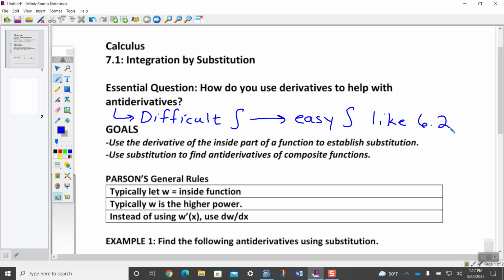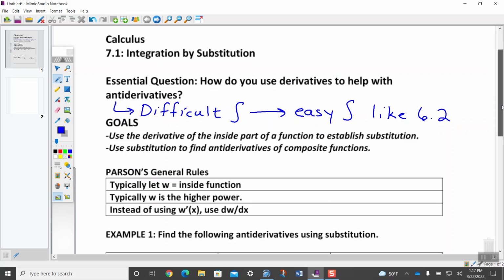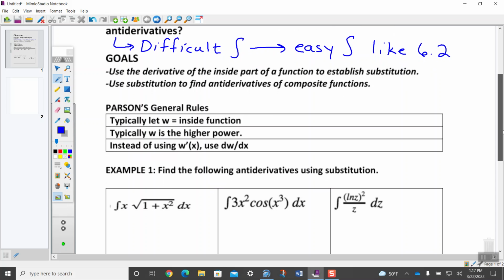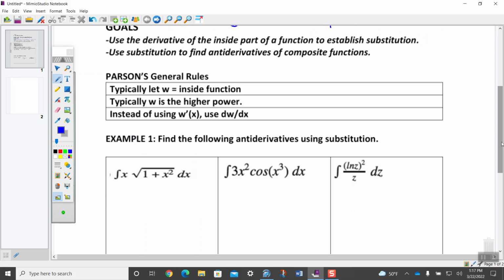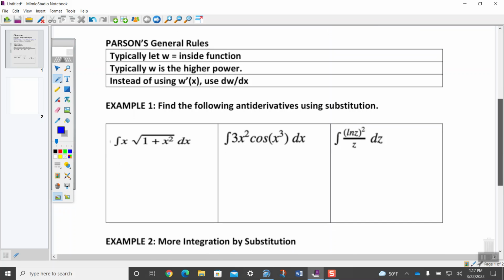Okay? A lot of things are going to happen here, and I think the first couple will probably be a little confusing. The more we practice this today, and we're going to practice this some more tomorrow for notes, I think the more that we start doing this and you see the process over and over a few times, you're like, okay, I think I know what to do here. So I think this is going to go a lot better than you think. The very beginning, it's very difficult. So the first step today, we need to use the derivative of the inside part of a function to establish substitution. And then we're going to use that substitution to find antiderivatives of composite functions.